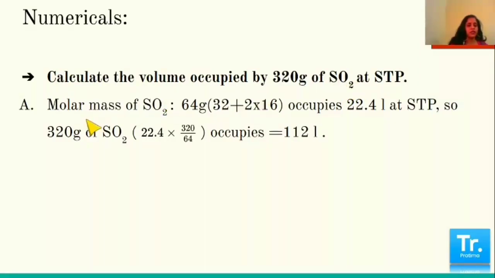The molar mass of sulfur dioxide is 64. We know the calculation now. The 64 gram means 1 mole, and it will occupy how much? 22.4 liter at STP. So 320 gram of SO2 will occupy how much? 112 liter.